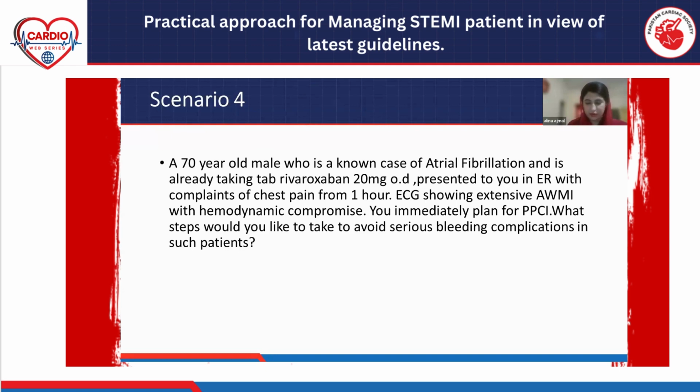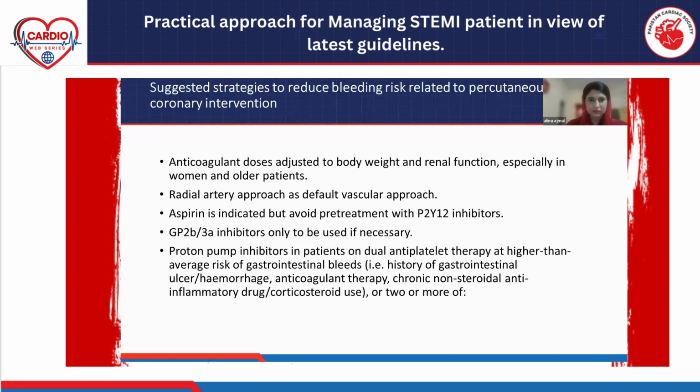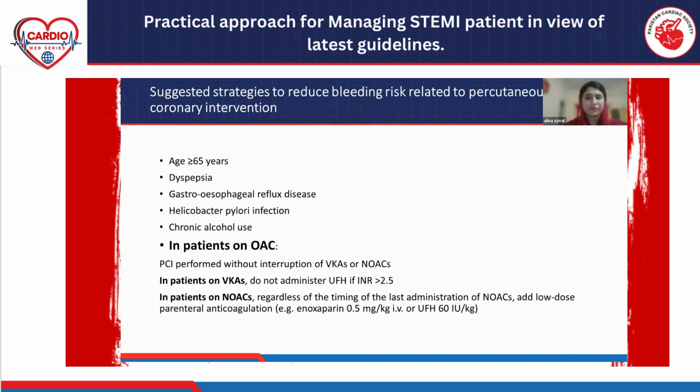There are again some guidelines from ESC 2023. Anticoagulant dose should be adjusted to body weight and renal function. Radial artery approach should be the default vascular access. Aspirin is indicated, but avoid pretreatment with P2Y12 inhibitors. GP2B3A inhibitors to be used if necessary. PPI is to be given in patients with high bleeding risk, like age above 65 years, dyspepsia, GERD, Helicobacter pylori infection, chronic alcohol use. And our patient is, of course, on an oral anticoagulant.